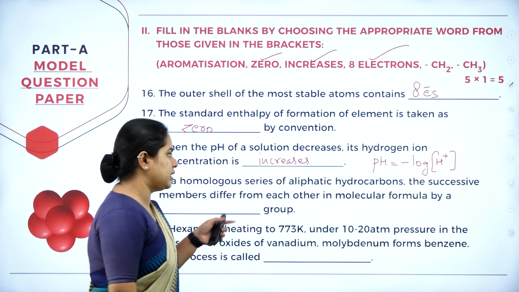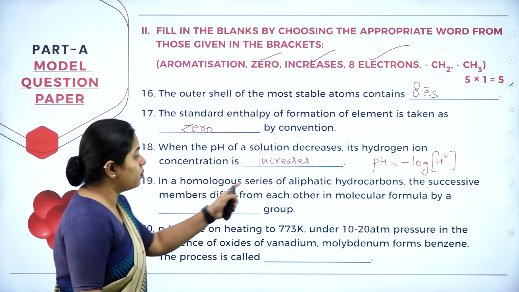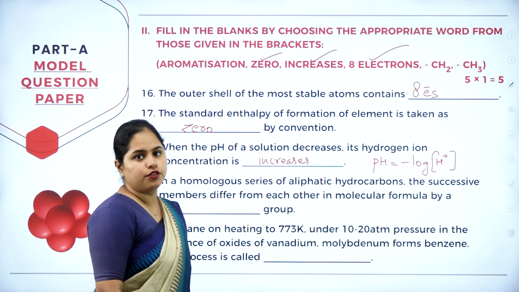In a homologous series of aliphatic hydrocarbons, the successive members differ from each other in molecular formula by a dash group. So here you have a confusion.